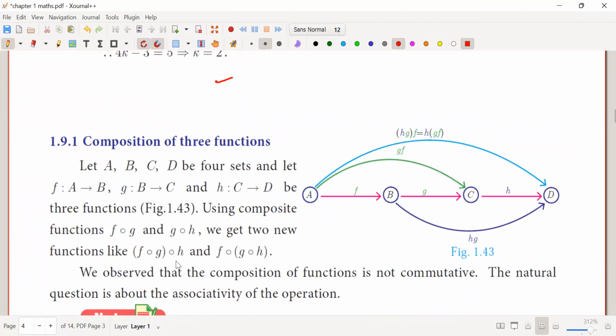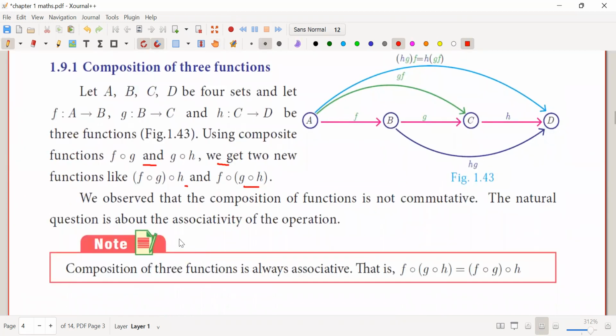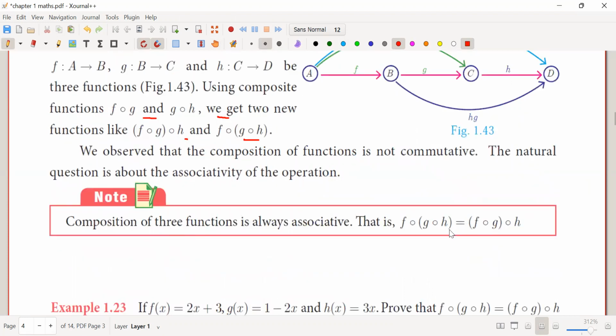This one is composition of three functions. F of g of h: first we have to composite this one to a single term, then that will be composited with this one. Here we will composite this one, then we will substitute h in this term. We found that f of g of h is always equal to f of g of h. That is completing this one first and applying it in f, or f of g and then applying h in that; both will be the same. It is also a proven result.